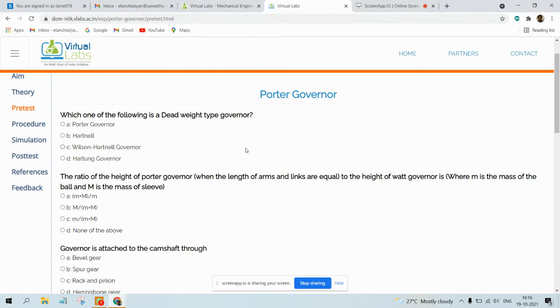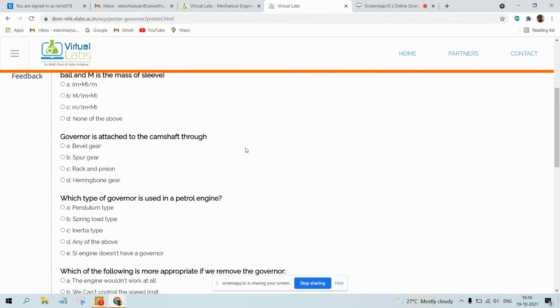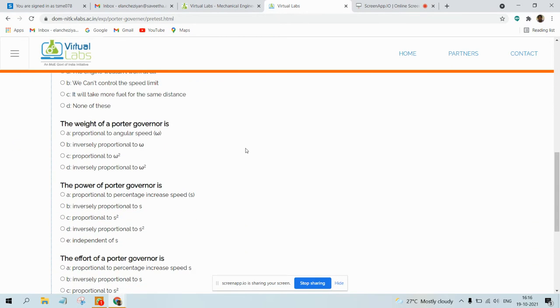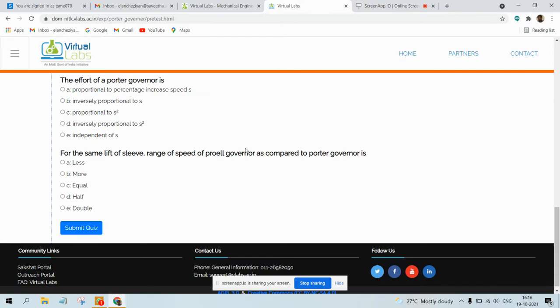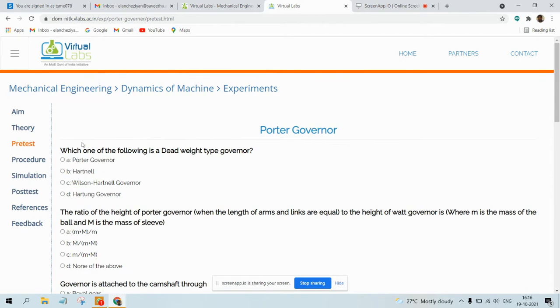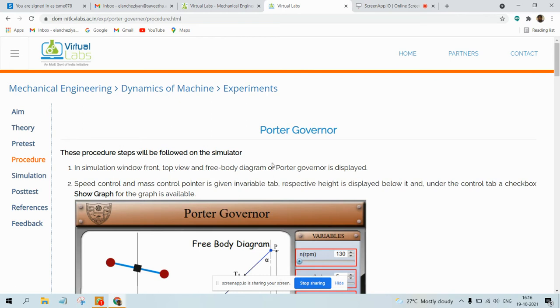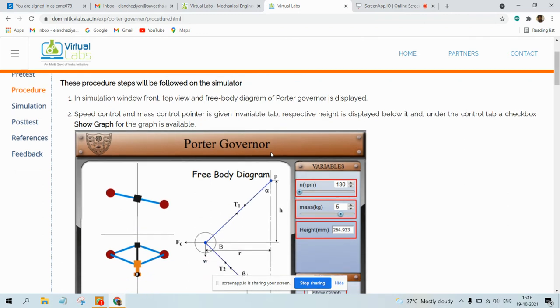This quiz will help you to understand what the motor governor is about, whether you have gone through the theory properly. So answering it will help you to evaluate what you know about motor governor. And then going to the simulation part, first you need to know the procedure, how it is going to work.